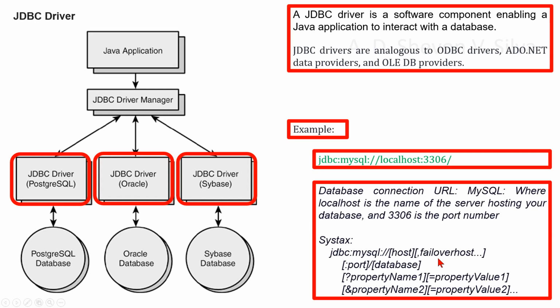MySQL Connector/J supports failover. Property name equals property value represents an optional ampersand-separated list of properties. These attributes enable you to instruct MySQL Connector/J to perform various tasks.